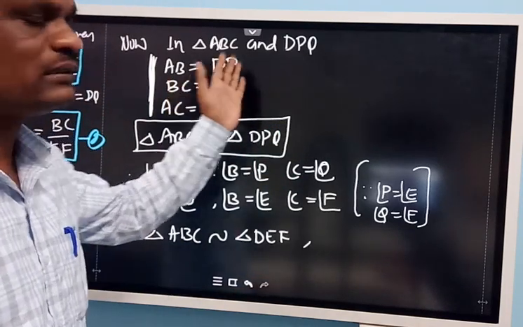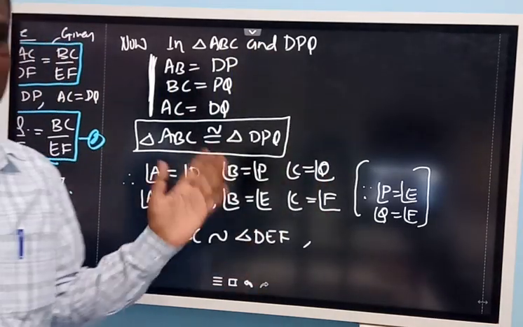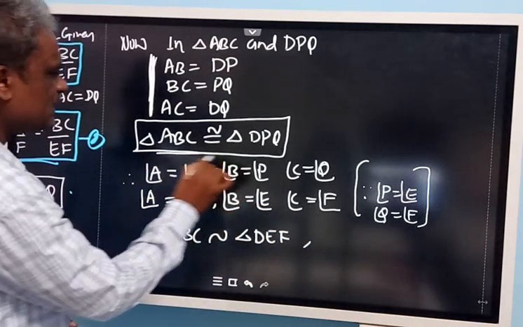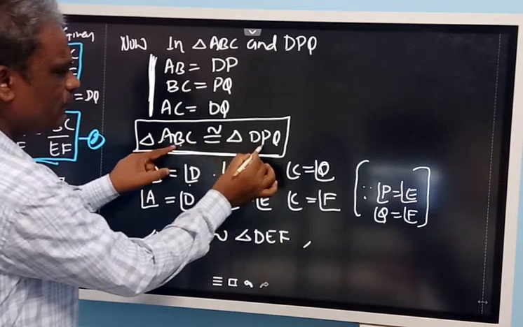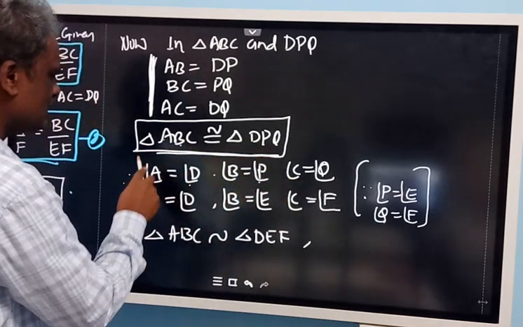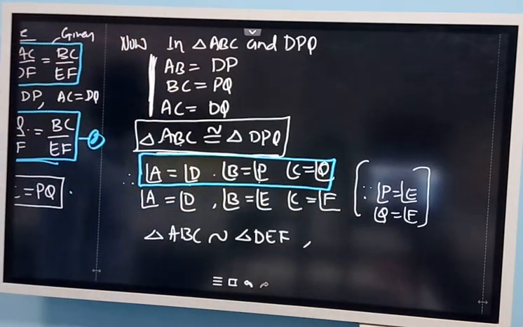Since it is equal, I can write it is congruent. That means corresponding parts are equal, so all the angles are equal. ABC congruent to DPQ means angle A will be equal to D, B will be equal to P, C will be equal to Q. So we wrote three angles of one triangle equal to three angles of another triangle.